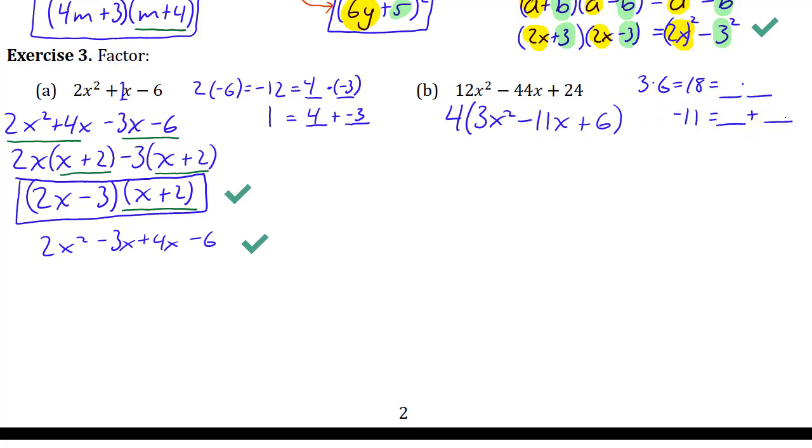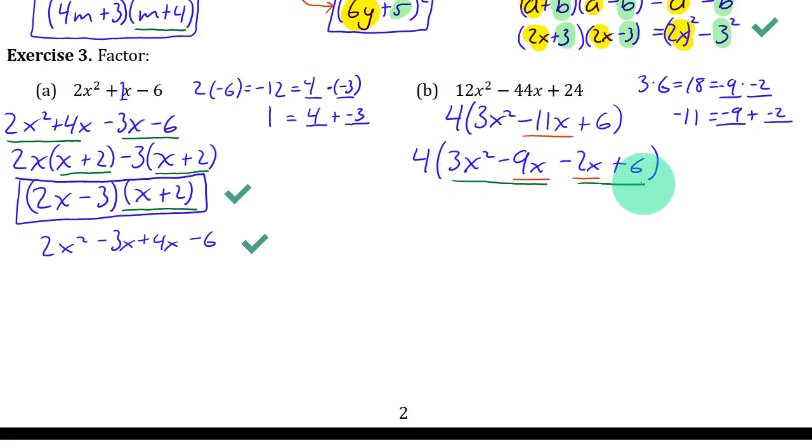So we could think about that for a bit. How about -9 and -2? That works. So I'm just going to rewrite this with the 3x squared minus 9x minus 2x plus 6. Those add up to make that -11x there. Okay. So now we have a group on the left and a group here.